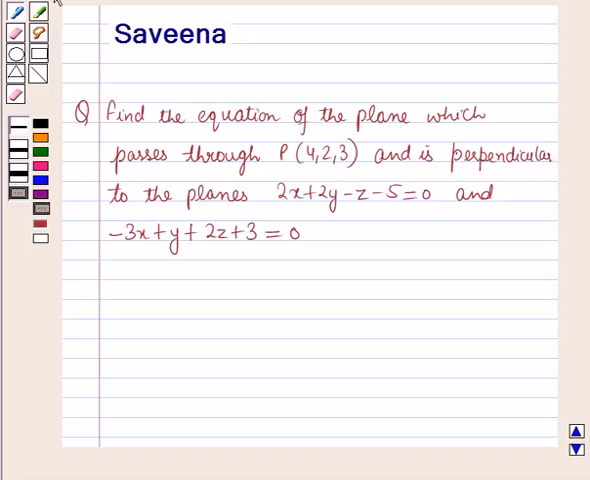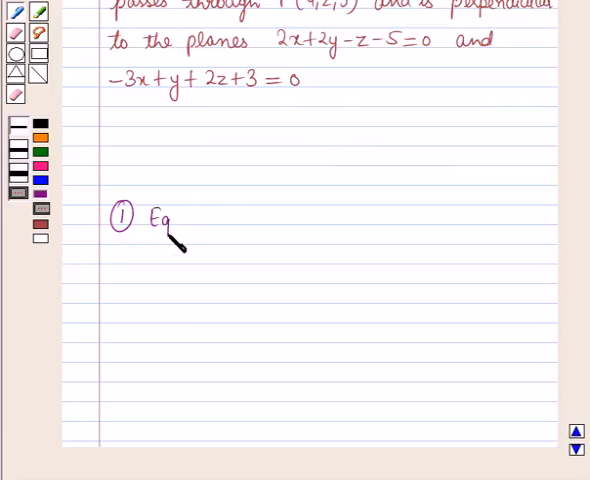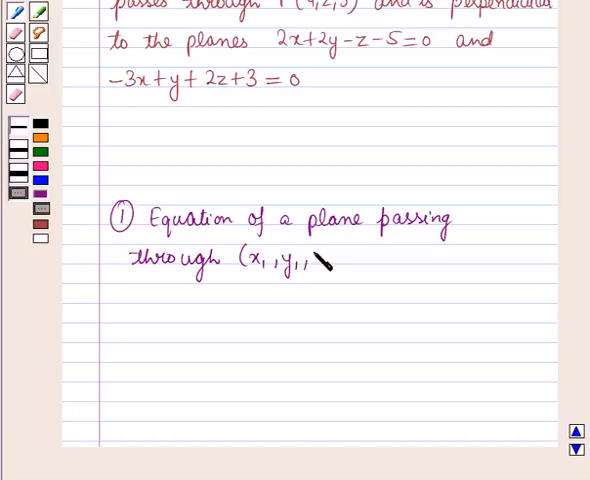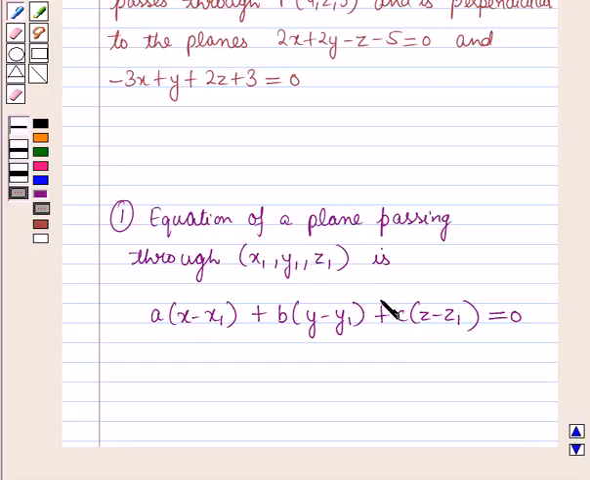Now before starting the solution of this question, we should know some results. First is the equation of a plane passing through the point x1, y1, z1 is given by a into x minus x1 the whole plus b into y minus y1 the whole plus c into z minus z1 the whole is equal to 0, where a, b and c are the constants.